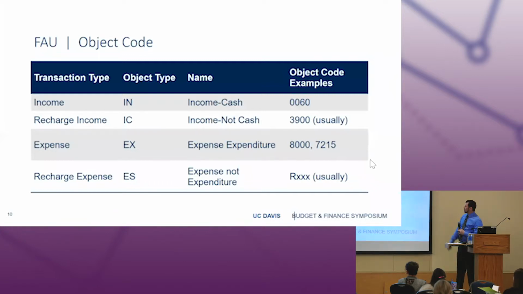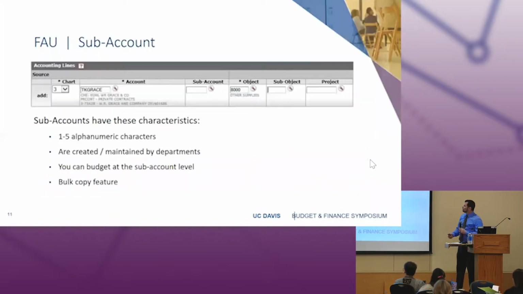And the common ones on the expense side are object code 8000. Anybody have any of that going on? 7215, services. So, those are the three elements that are required for everything: chart, account, object code. And then you've got three that are optional, sub-accounts.